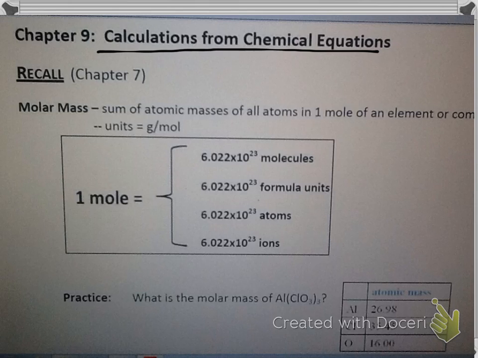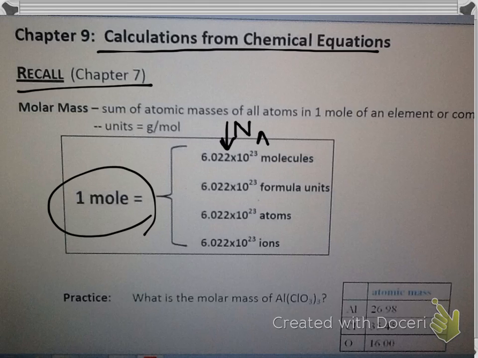So let's go back to chapter 7 real quick, and let's just remember a few things we described. The first thing we talked about in chapter 7 was the mole. The mole is the central unit of chemistry, and a mole is 6.022 times 10 to the 23rd of anything. That number, 6.022 times 10 to the 23rd, remember, is a special number called Avogadro's number. So it could be a mole of molecules, a mole of formula units. If you have an ionic compound, like sodium chloride, a formula unit would be 1 sodium chloride unit. A mole of atoms, a mole of ions.